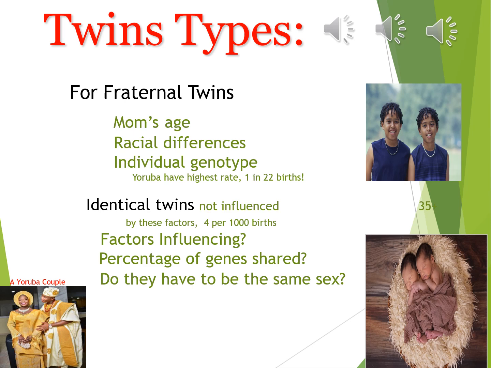So let's start with the fraternal twins. What percent of genes do they share in common? Well, it'd be the same for any other set of siblings. On average, 50%. Could be more, could be less, but on average, 50%. Can they be of different sexes? Absolutely. You might not be the same sex as your sibling.